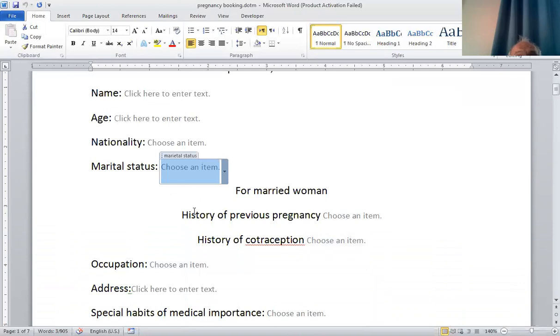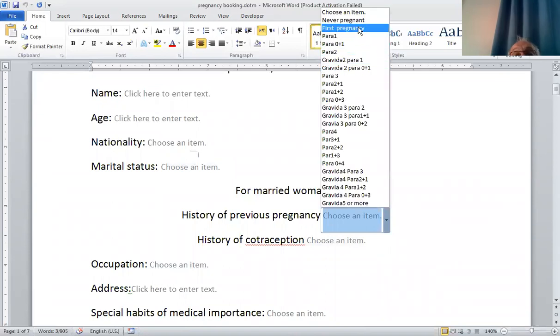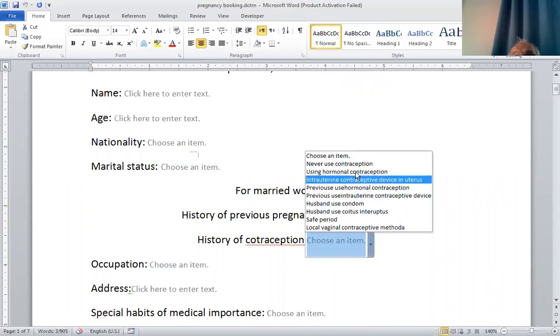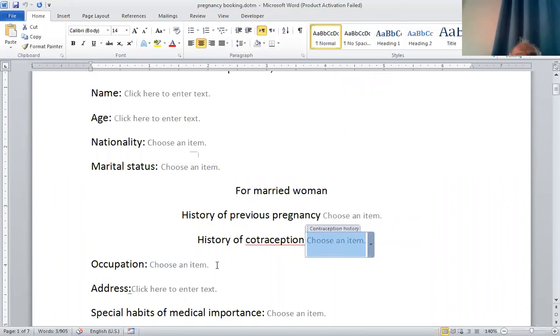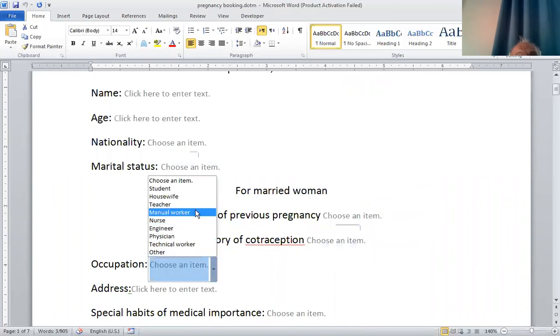For a married woman, we should take the history of previous pregnancies: how many times she got pregnant, whether she was never pregnant, first pregnancy, para one, para two, and so on. We also have to mention if she is using a method of contraception or the husband is using one, or they use the safe period, or local vaginal contraception. Then we ask about the occupation: student, housewife, teacher, manual worker, nurse, engineer, and so on.